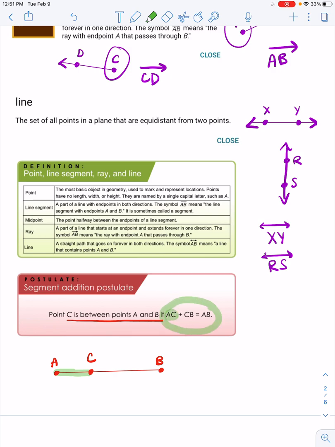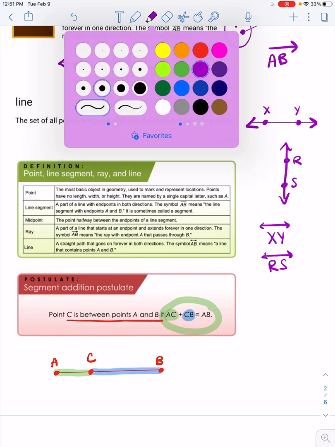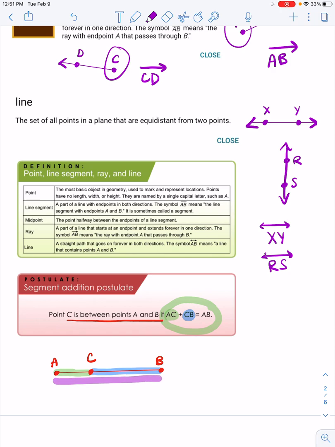If I add that first segment, AC, plus this segment, CB, then I end up with the entire segment from A all the way to B, okay? So if I add the two little parts of my segment with a point somewhere in between A and B, then I get the whole segment, okay?